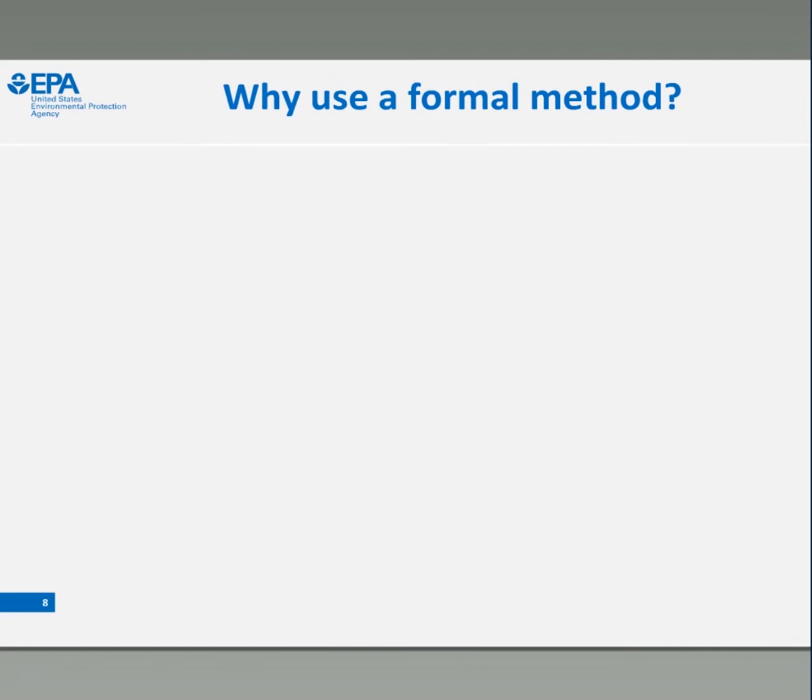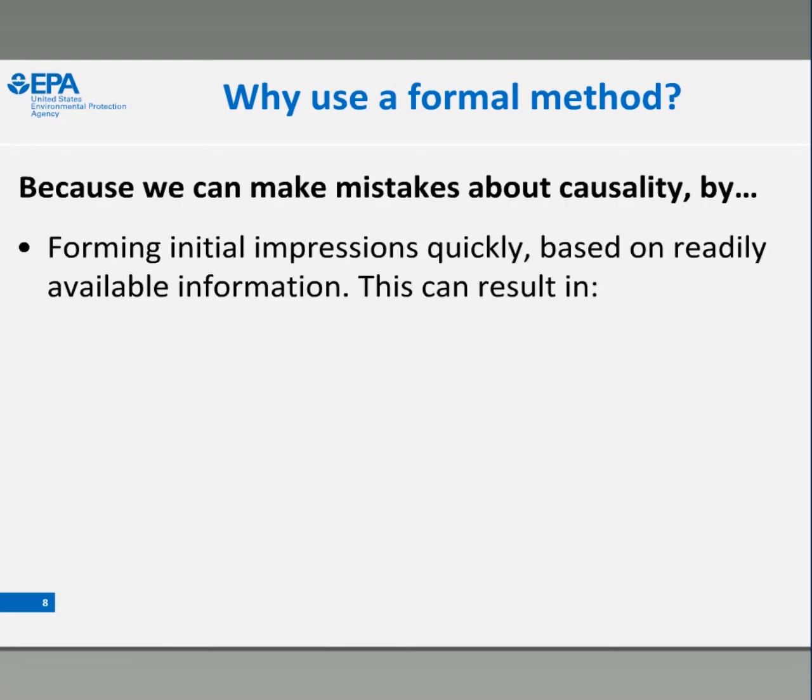Stressor identification puts forth a formal method for getting at that question of what should we fix. Why is this necessary, though? Why can't we just kind of wing it and see what answer we get? A formal method is useful because we, people in general, can make a lot of mistakes about causality when we don't think about it correctly.